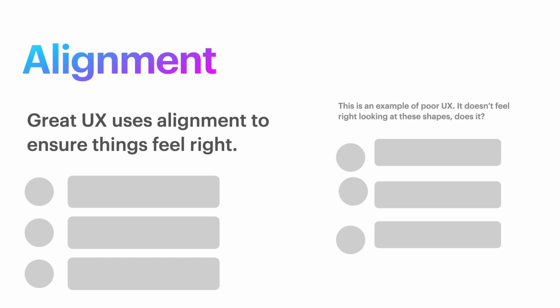Cool. So alignment is really important as well. Great UX uses alignment to ensure things feel right. As you can see here on my left, everything looks nice and organized and aligned, whereas on the right, it doesn't feel right looking at these shapes because they're completely misaligned. So if you remember, throughout our design, we used alignment tools a lot, as I mentioned before, because this is really important in UX design.